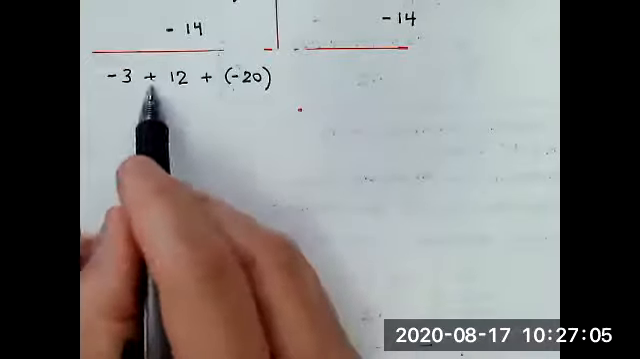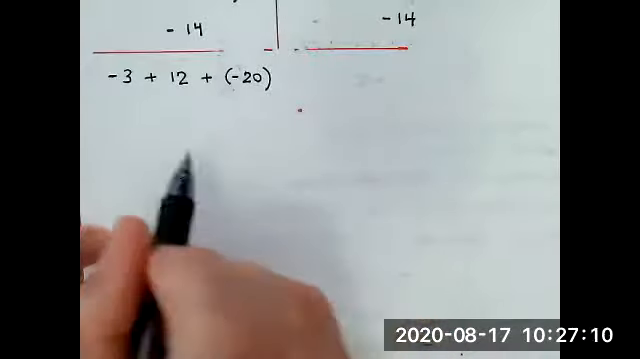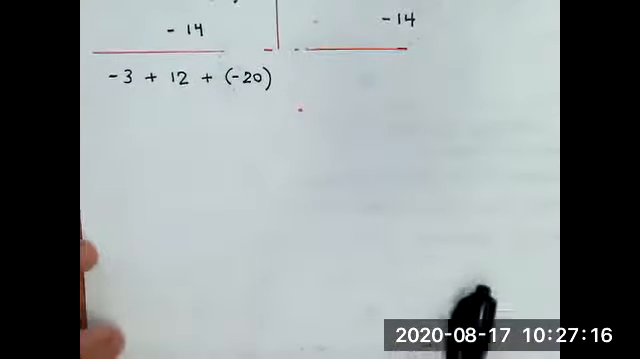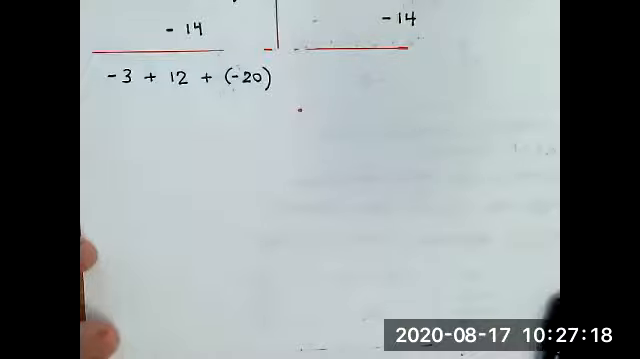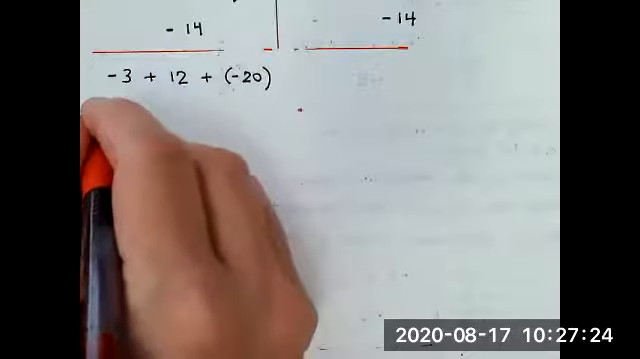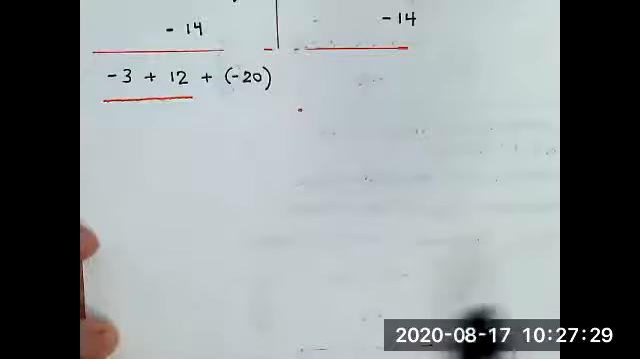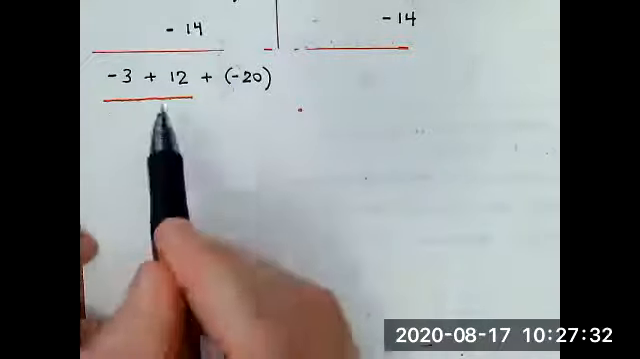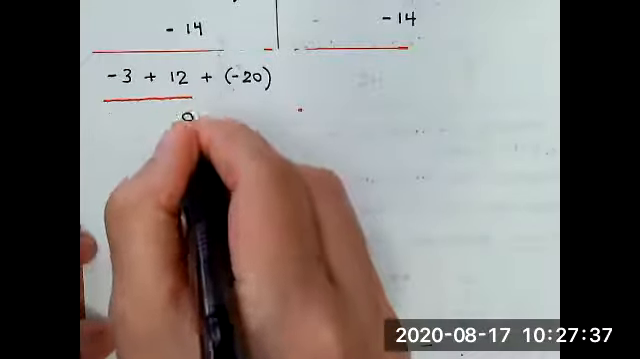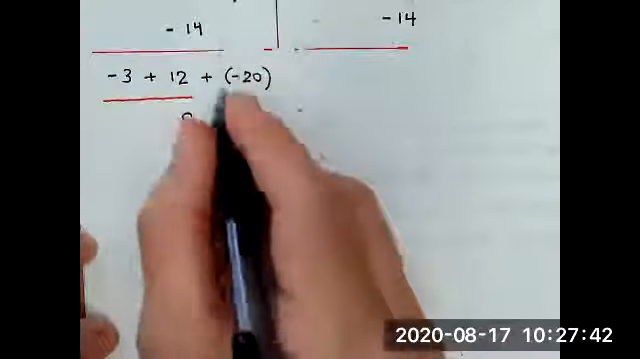All right, negative 3 plus positive 12 plus negative 20. And again, I would recommend hitting pause and trying it on your own before watching me finish. All right, let's go left to right. These numbers have different signs, so you find the difference in their absolute values. So 12, take away 3 is 9. And because the larger number is positive, the result is positive.